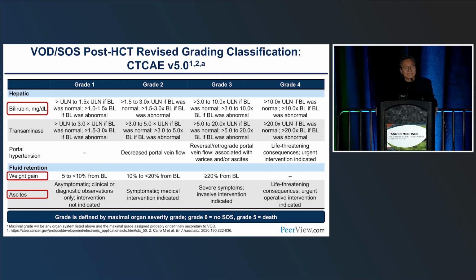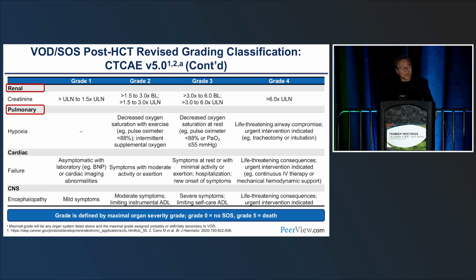So in the CTCAE, the bilirubin is divided into grades 1 through 4, depending on the level of bilirubin: greater than 1.5, 3, 10, and greater than 10. Fluid weight gain is also divided into less than 10%, 10 to 20%, and greater than 20%. And ascites is also broken down into grades, from no ascites to severe ascites requiring intervention to life-threatening consequences.